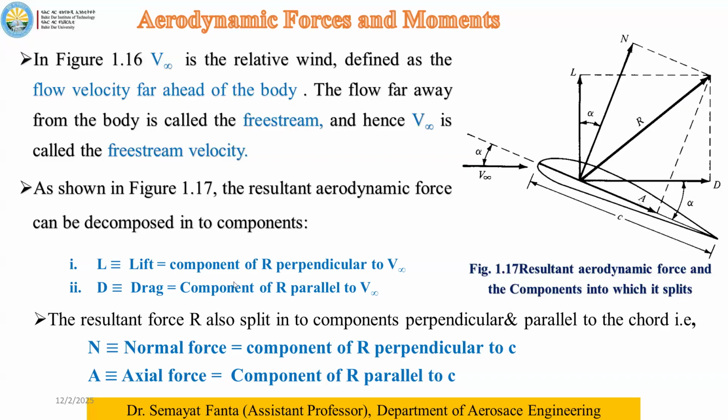L is the lift, the component of the resultant force perpendicular to the flow velocity. And D is the component of the resultant aerodynamic force parallel to the flow velocity. The resultant force can also be split into components perpendicular and parallel to the chord line. So N is the normal force and A is the axial force. We can resolve them in this manner.